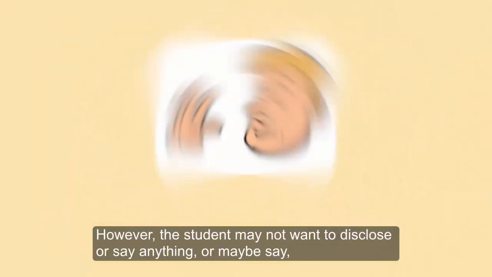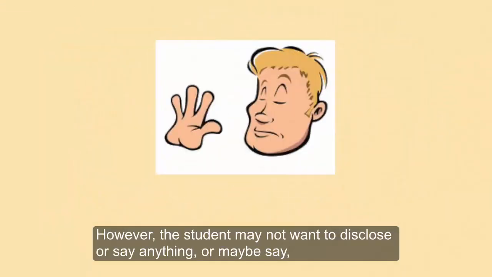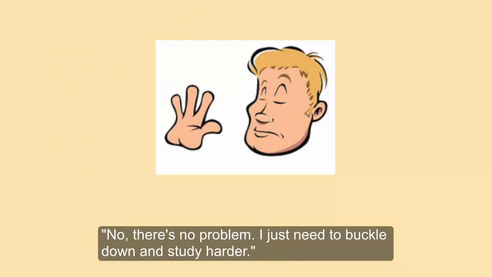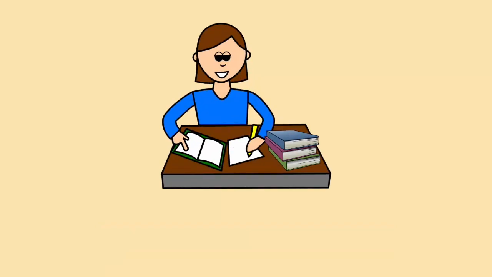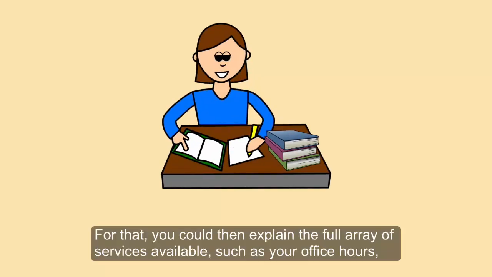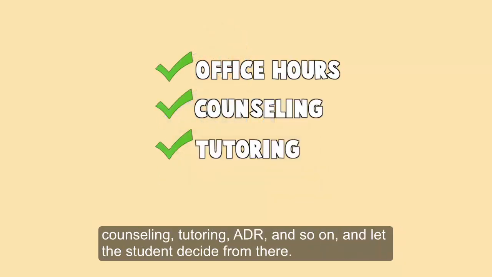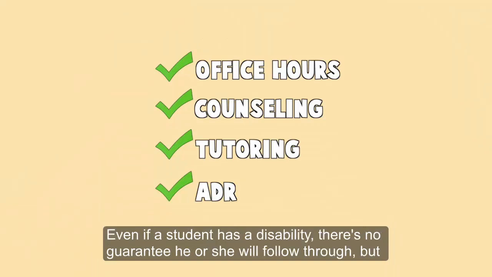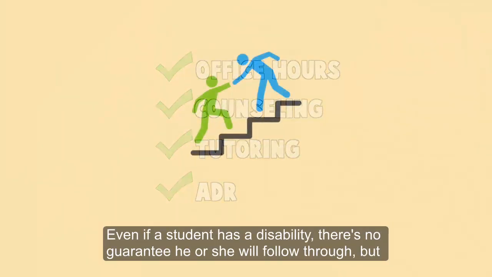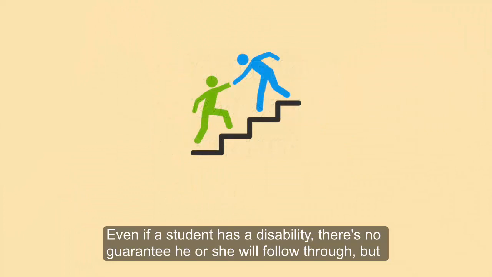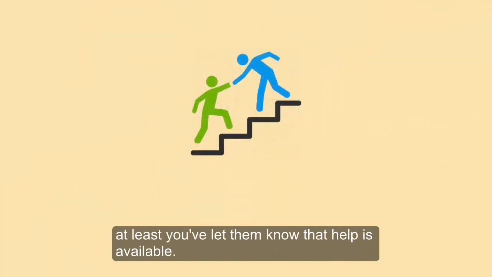However, the student may not want to disclose or say anything, or maybe say, no, there's no problem, I just need to buckle down and study harder. For that, you could then explain the full array of services available, such as your office hours, counseling, tutoring, ADR, and so on, and let the student decide from there. Even if a student has a disability, there's no guarantee he or she will follow through, but at least you've let them know that help is available.